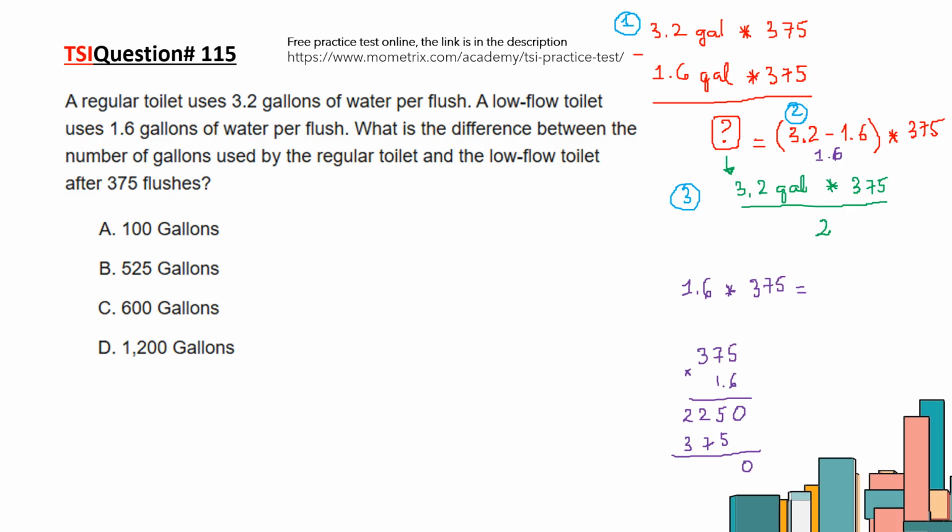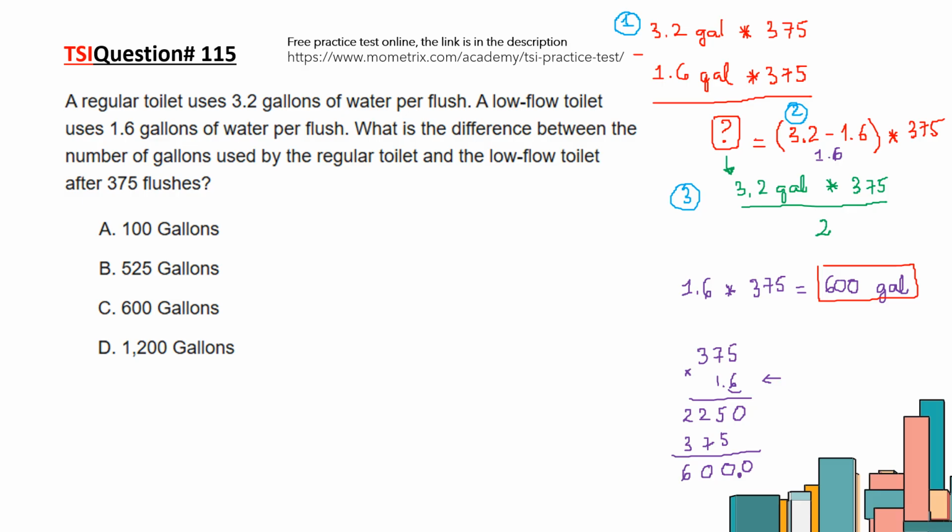0. 5 add 5 is 10, write 0, remember 1. Another 10, remember 1. So you got 6. But remember, this one has one decimal place, so you make a decimal place for one digit. So the final answer is 600 gallons difference.